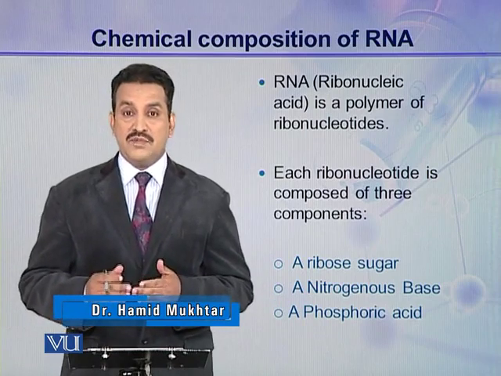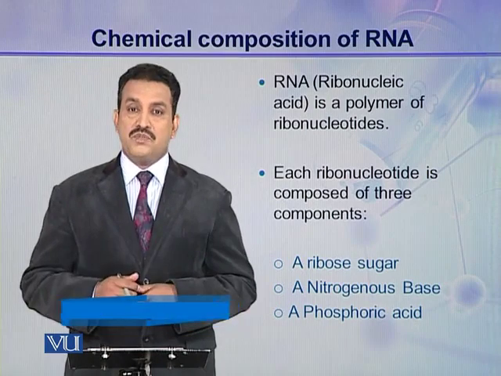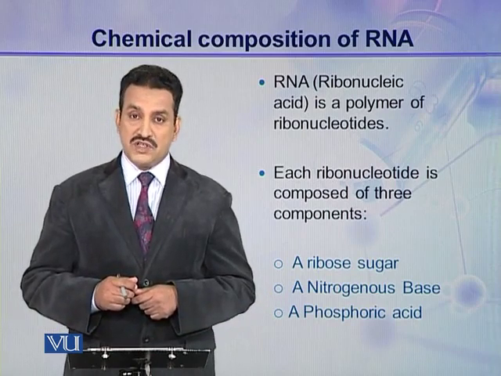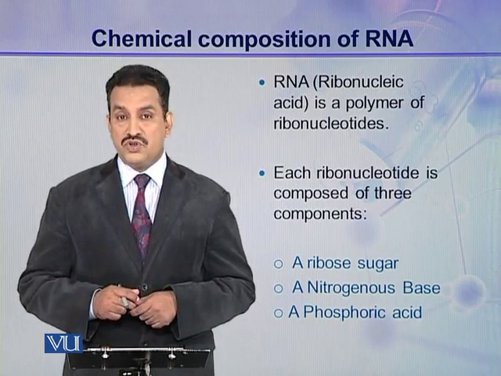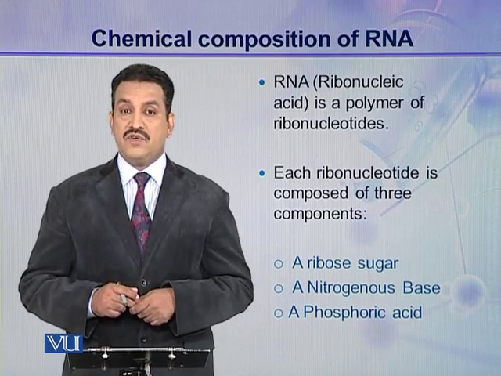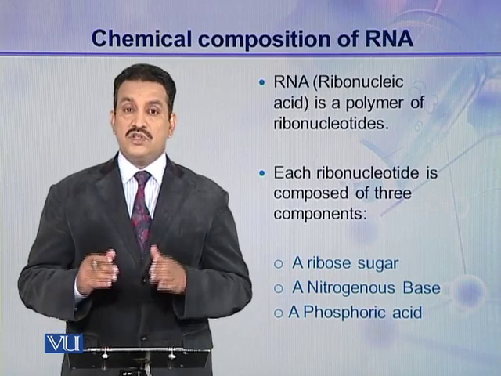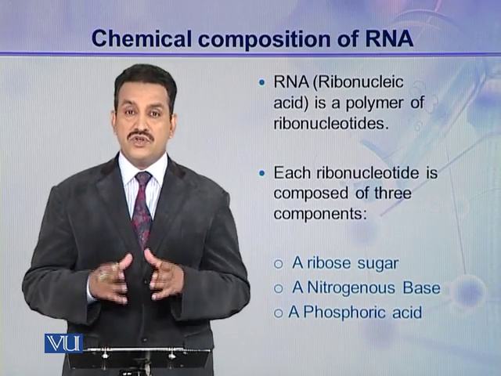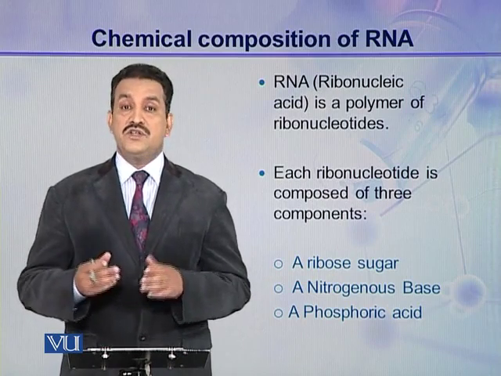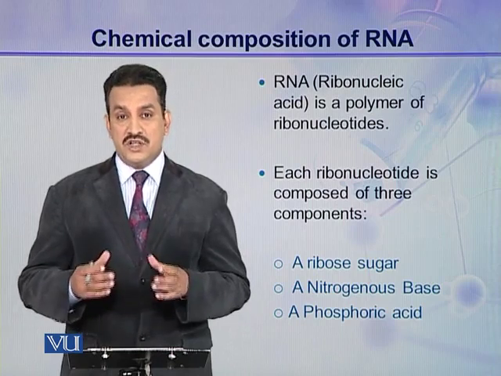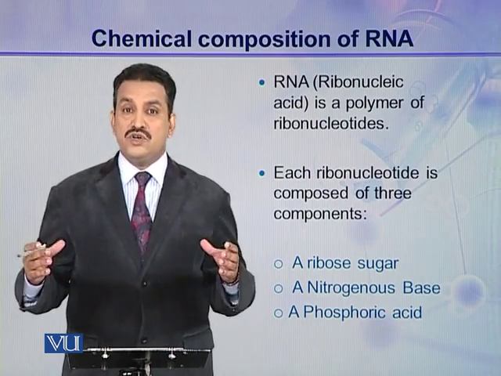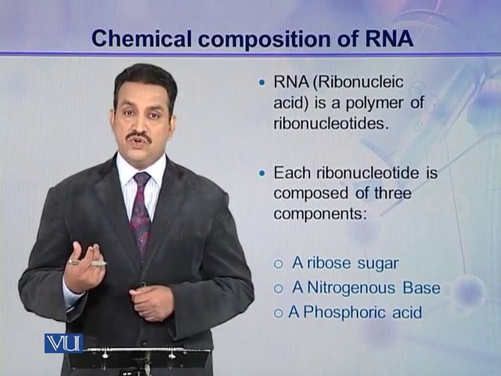Each ribonucleotide is made up of three components, and these three components include a ribose sugar, a nitrogenous base, and a phosphoric acid. These three components join together and make a ribonucleotide. And different ribonucleotides join together and make a polynucleotide, which is ribonucleic acid.